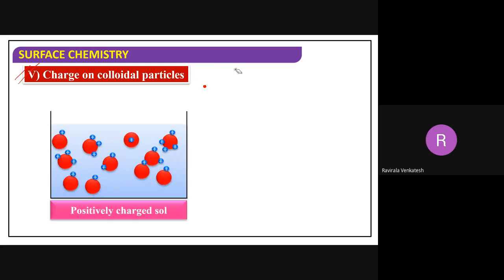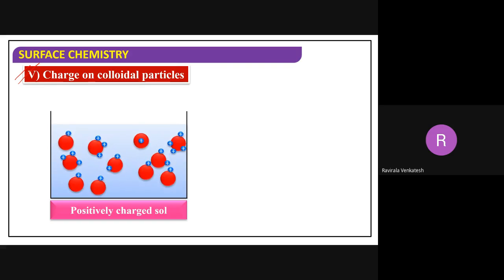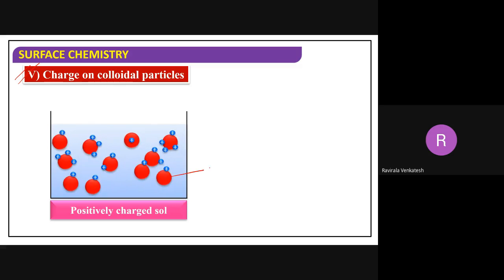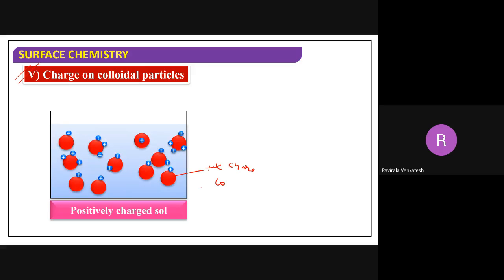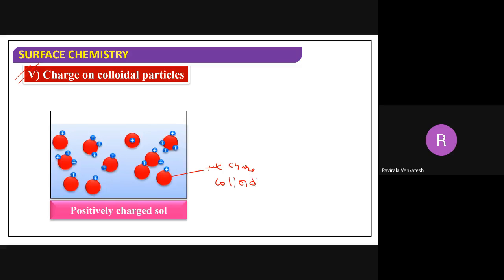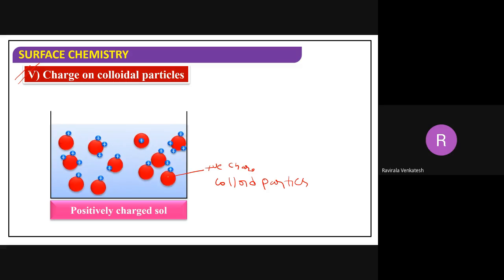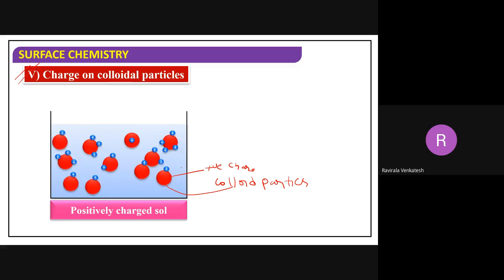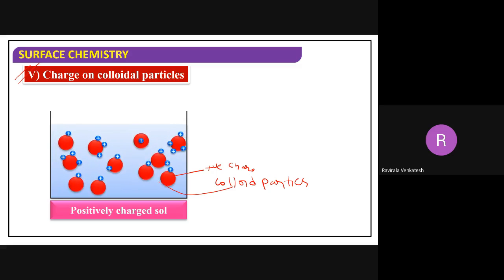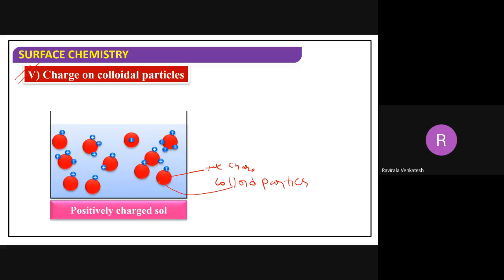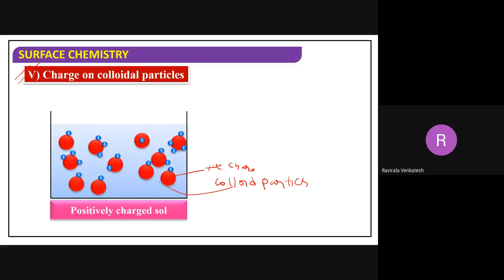Let me discuss something. A positive charged sol looks like this. The red part you are observing is a colloidal particle, and the colloidal particles have positive charge. The solvent, the dispersion medium, does not have any charge. Only the colloidal particle, the dispersed phase, will have charge, but not the dispersion medium. You see, they're moving in the dispersion medium like this.